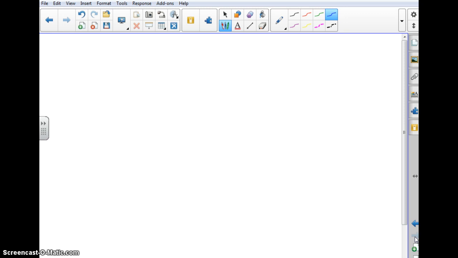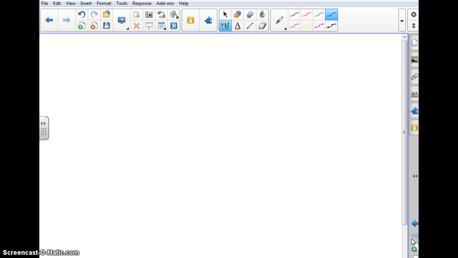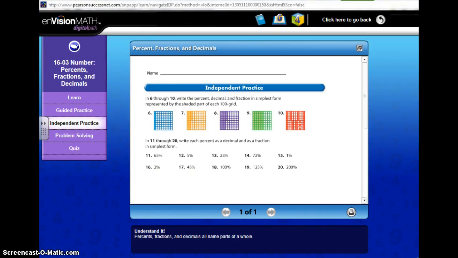Okay, Dathan. Good. This started as 25 over 100, and he divided both the top and the bottom by 25. That's the biggest number you can divide by. You could have divided them both by 5, but then you would have to do it again. One thing I think we need extra practice on in the next month is simplifying.